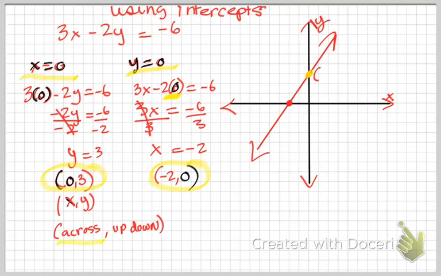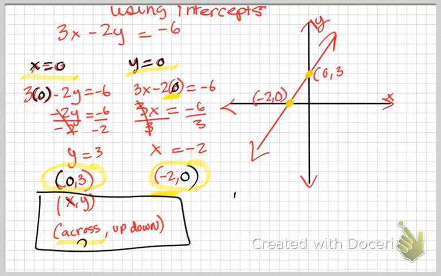Remember, when we plot, our ordered pair is always go across first. So this is the across movement, negative 2, and then I go up 0. I connect the 2 points, and then I label my 2 points. If you can, label your intercepts if they're whole points.